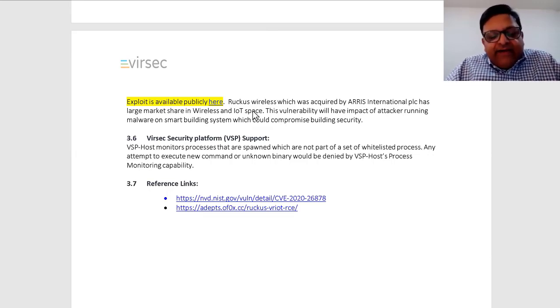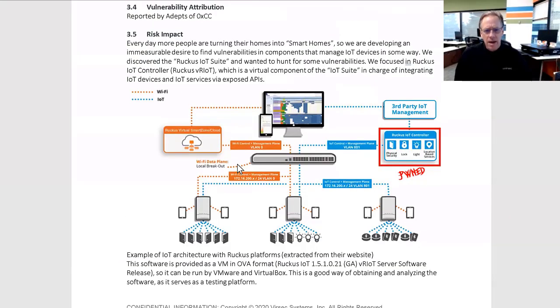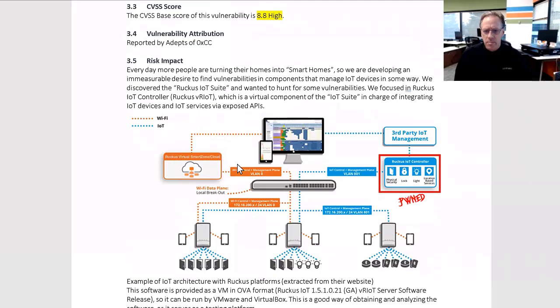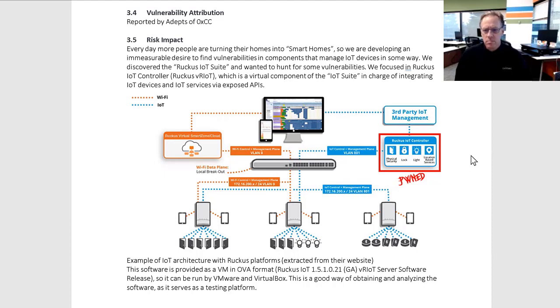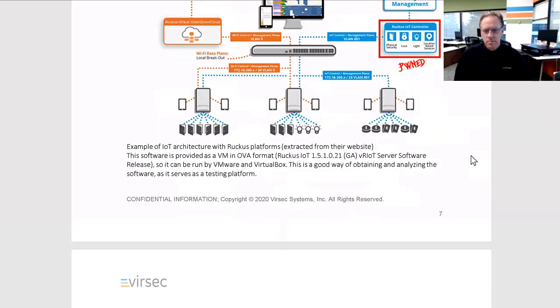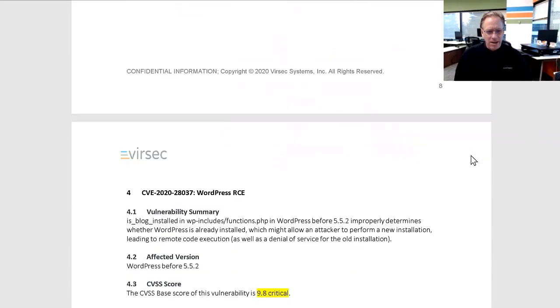And of course, Virsec will be able to protect against these kinds of problems. We have this host monitoring capability that will absolutely protect against this vulnerability. And this Ruckus device is not on a proprietary OS. How do we get in there to protect it? This vulnerability is running on an x86 machine, so we could actually protect it. Oh, I see, there's an IoT controller. Got it. Interesting. So all this worry about IoT and smart homes, that's a big target there potentially.